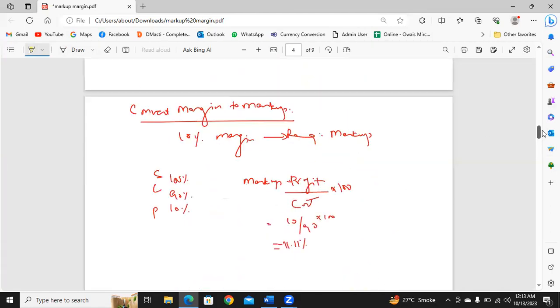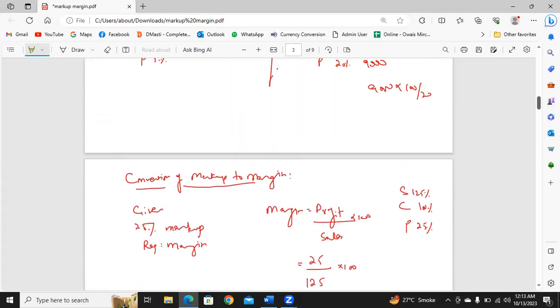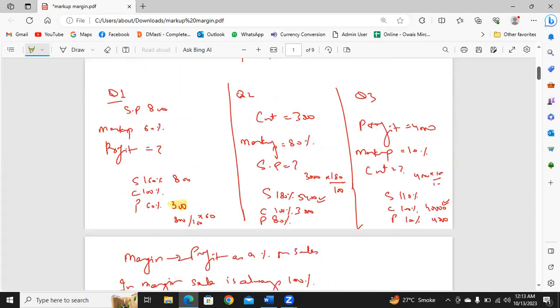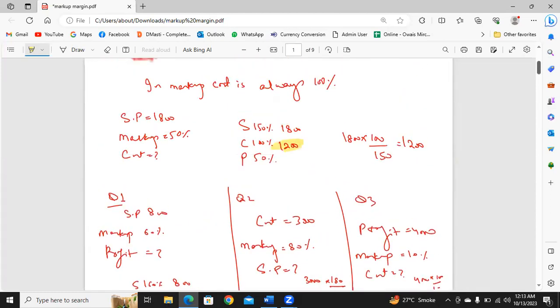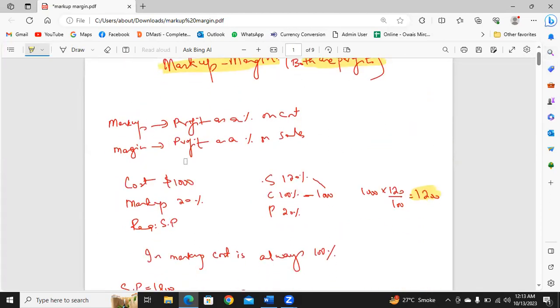In the above examples, we have seen how we can convert markup into margin, and how we can calculate the sales, cost, or profit with this SCP approach. It was a small, separated, easy topic that we have covered.